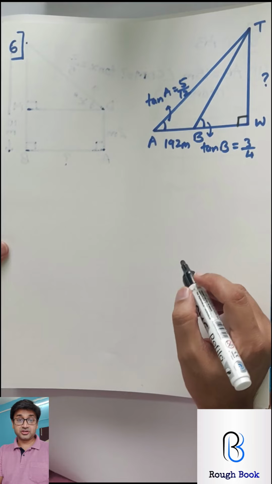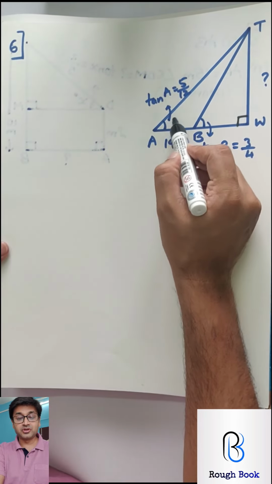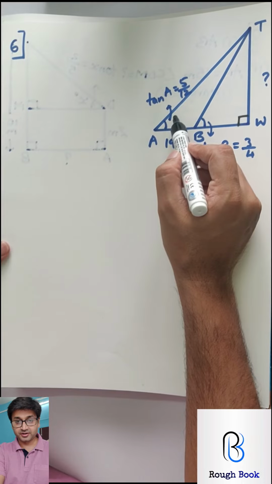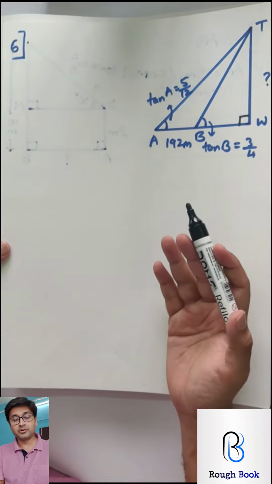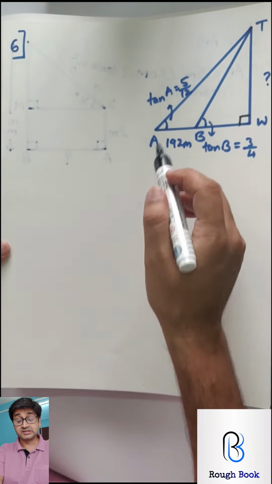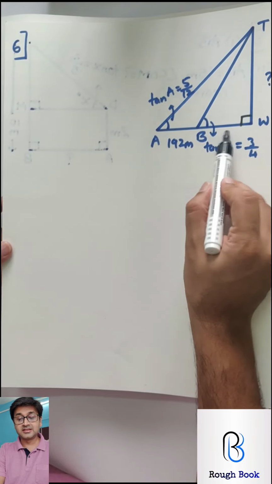I hope you could manage the diagram. Diagram is very important. Now here they have given you tan. Instead of giving you the values as 30, 60, 40 degrees, they have given you 5 by 12. No problem. You use 5 by 12 instead of looking out for the values. It's rather simpler. Okay. TW is what you have to find, and this is missing.